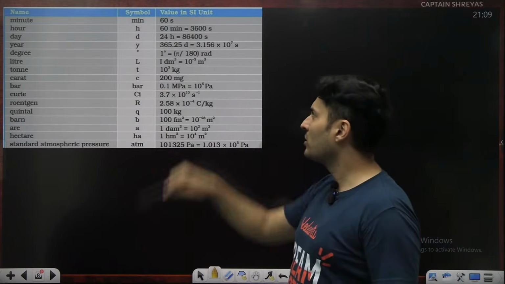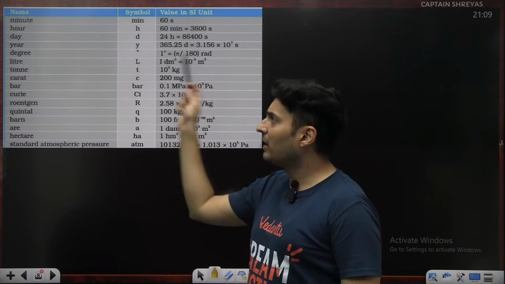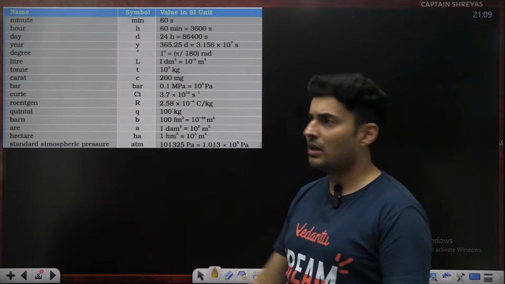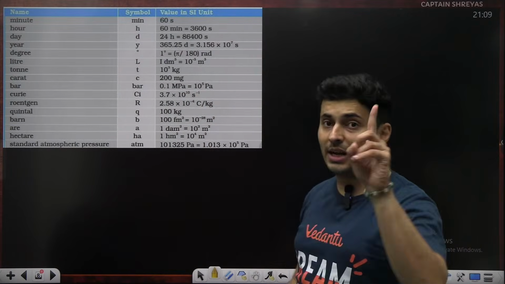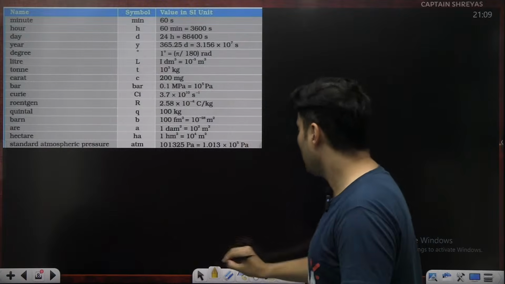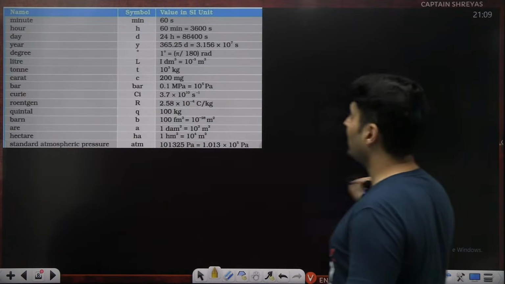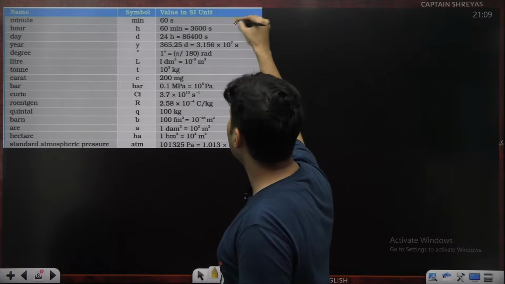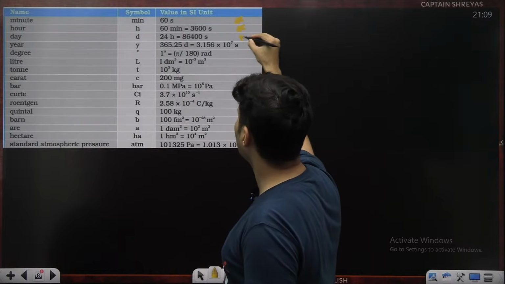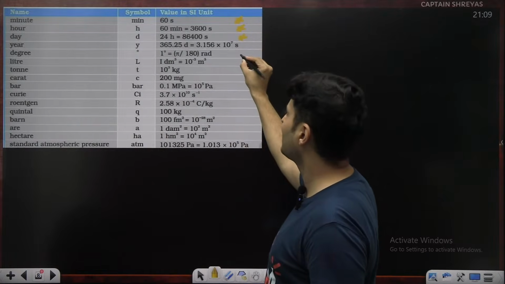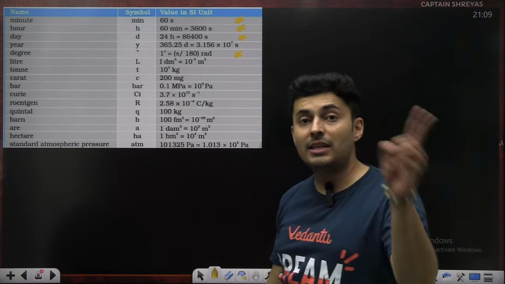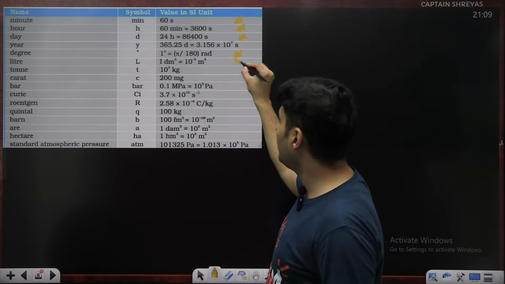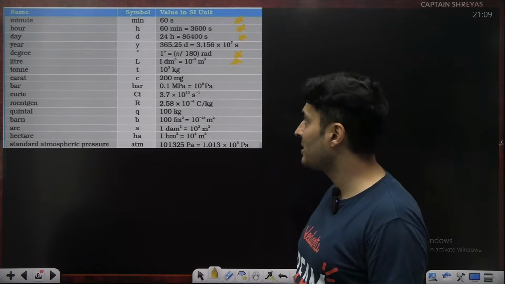Then year, not so important. Degree radian conversion, everybody knows pi radian is 180 degrees. Liter is 10 to the power minus 3 meter cube. You should know this. I will mark it over here. This everybody knows, this also everybody knows, this is not so important. This you learn in trigonometry anyway. 1 liter is 10 to the power minus 3 meter cube, will be useful, especially in fluid mechanics.